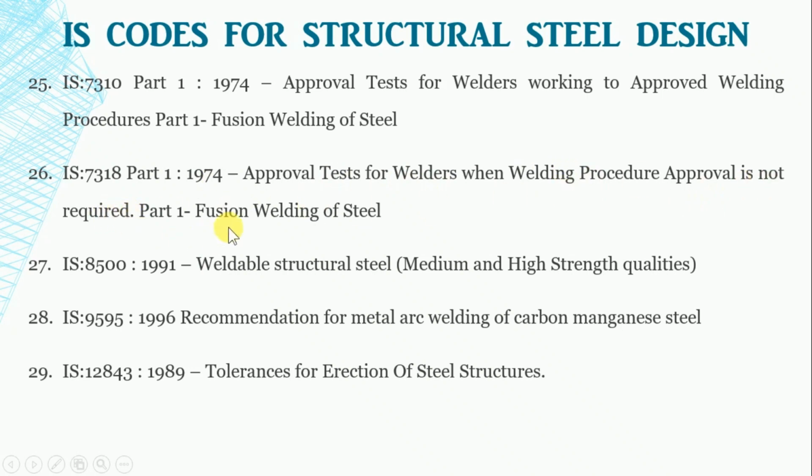IS 7318 Part 1, 1974 is for approval test for welders when welding procedure approval is not required for the fusion welding of steel. IS 8500-1991 is for weldable structural steel, medium and high strength qualities. IS 9595-1996 recommends the metal arc welding of carbon manganese steel. IS 12843-1989 is used in case of tolerance for erection of steel structures.